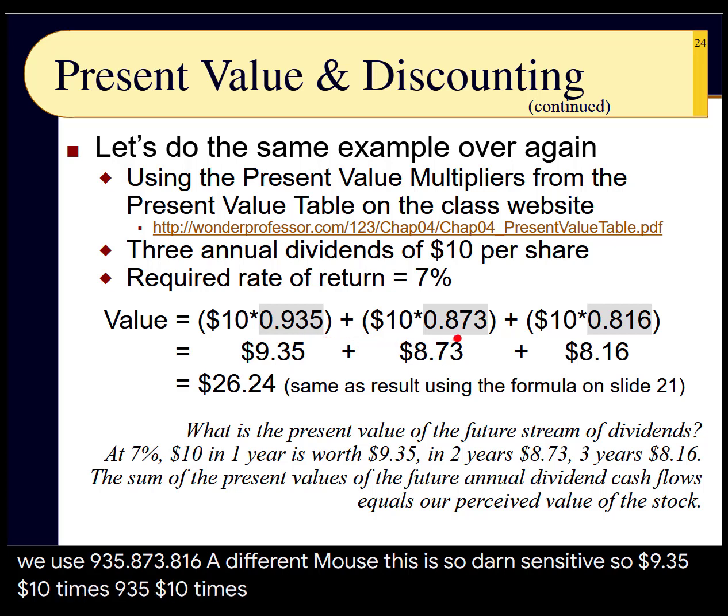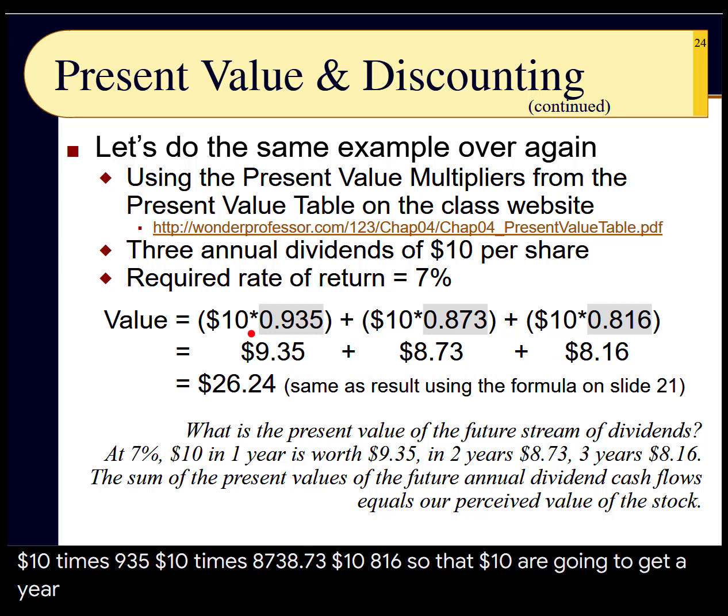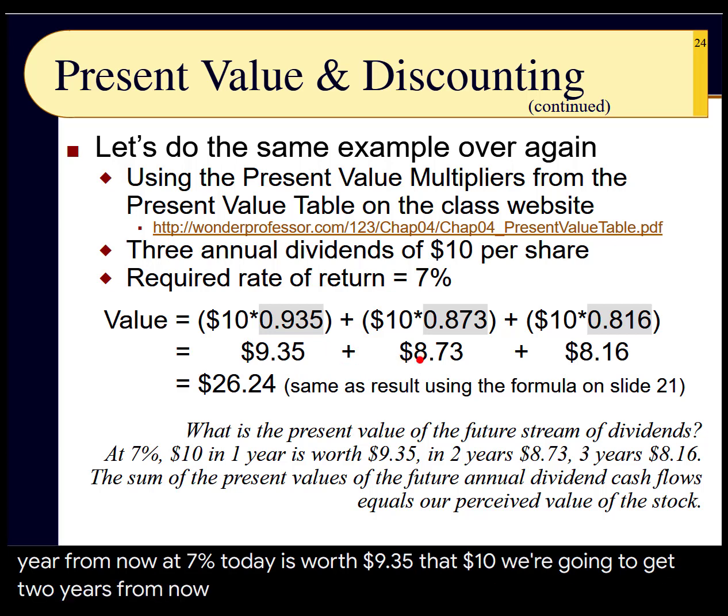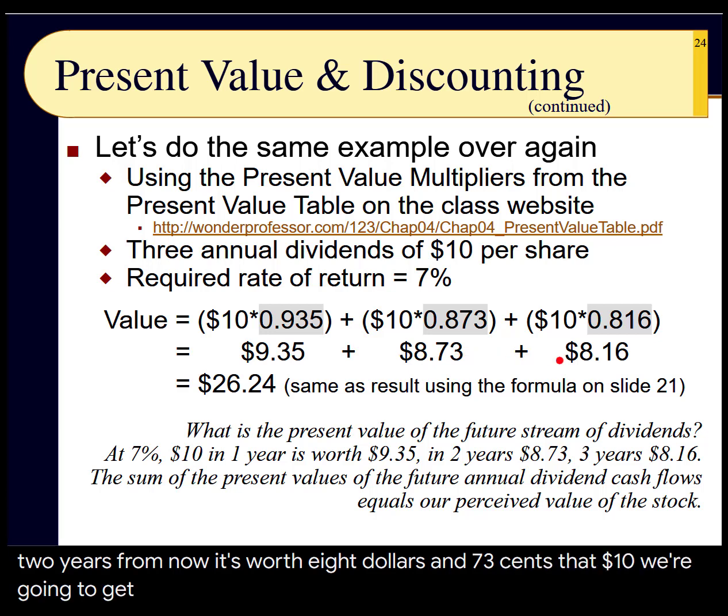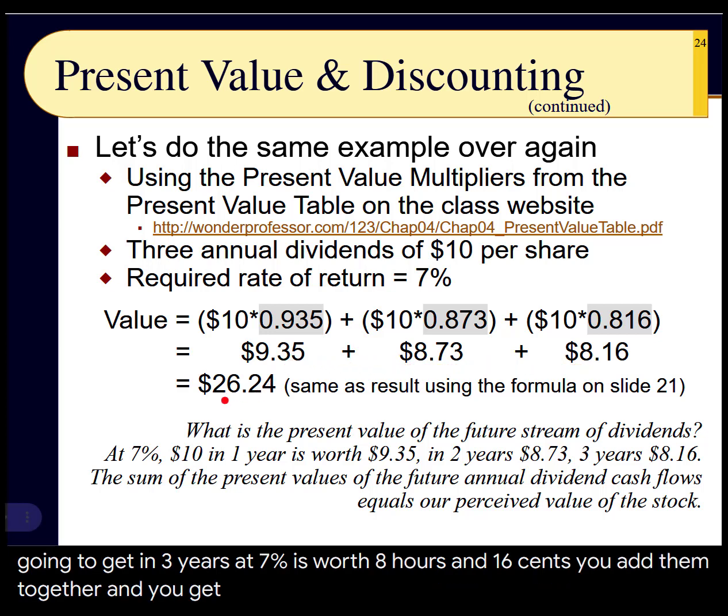$10 times 0.873 is $8.73. $10 times 0.816. So that $10 that we're going to get a year from now at 7% today is worth $9.35. That $10 we're going to get 2 years from now is worth $8.73. That $10 we're going to get in 3 years at 7% is worth $8.16. You add them together and you get $26.24. So is it starting to percolate?